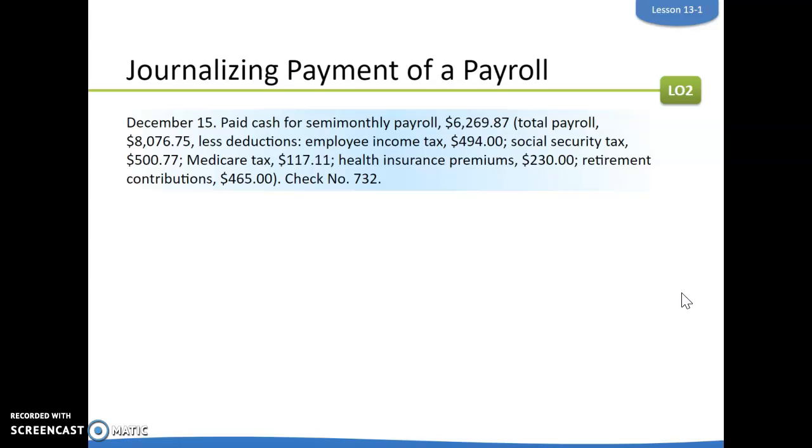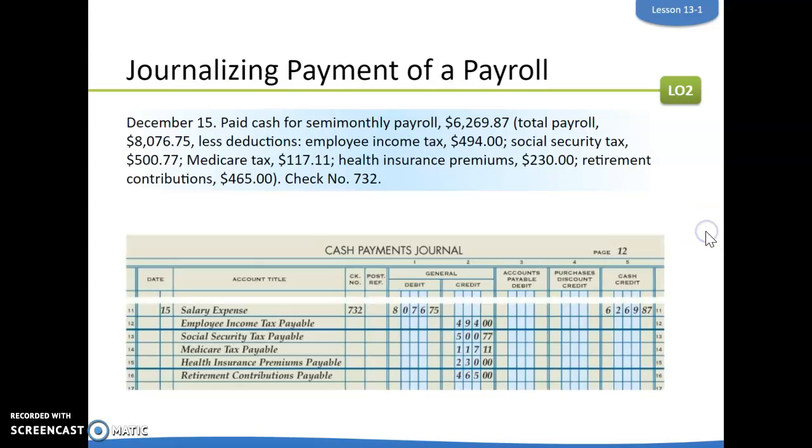So then journalizing payment of a payroll. So on December 15th, paid cash for semi-monthly payroll of $6,269.87 with a total payroll of $8,076.75 less deductions of employee income tax $494, Social Security tax $577, Medicare tax $117.11. So health insurance premiums are $230 and then retirement contributions are $465 using check number 732. So they all go into one transaction here.